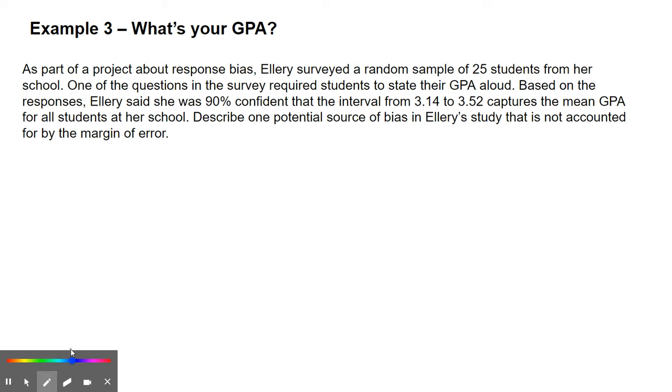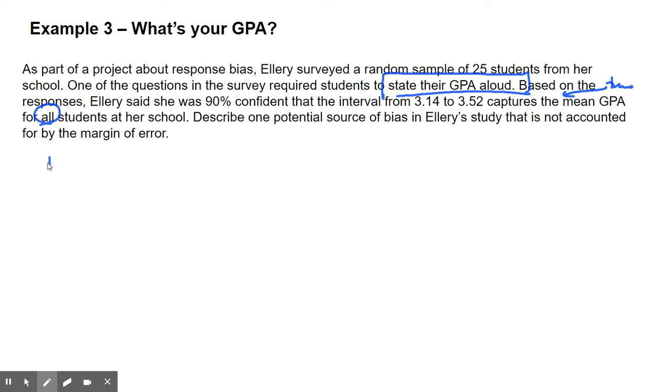So again, she gathered data. She created a 90% confidence interval. She thinks that this is going to capture the true mean GPA for all her students. But the question is, what did she do in gathering that data that might make this data biased? And here's the problem right here: state their GPA aloud. Think about that. That is a response bias, because when I have to state my GPA aloud, there's more potential that I'm going to lie and say I have a higher GPA than I really do.